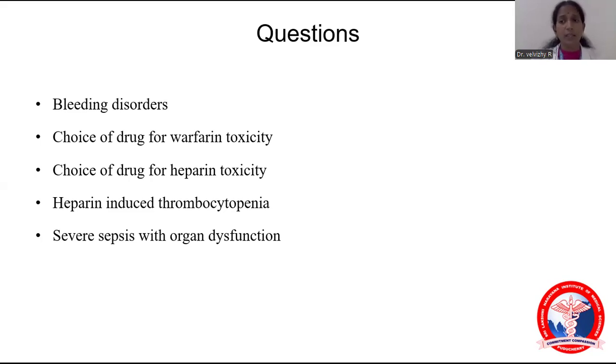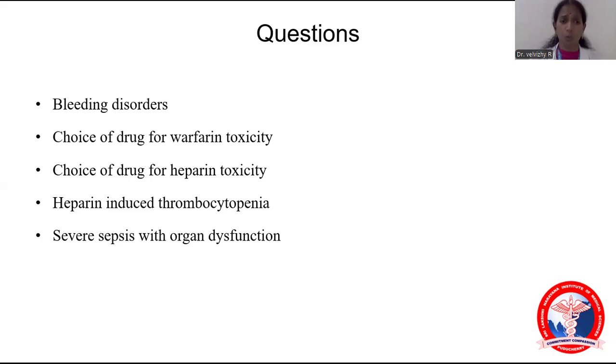Then synthetic heparin is fondaparinux, which has 100% bioavailability, and nowadays many anticoagulants are replaced by synthetic heparin. Mostly fondaparinux or low molecular weight heparins are preferred. Then we have direct thrombin inhibitors like lepirudin, bivalirudin. These are mainly preferred for heparin-induced thrombocytopenia and some other conditions also.